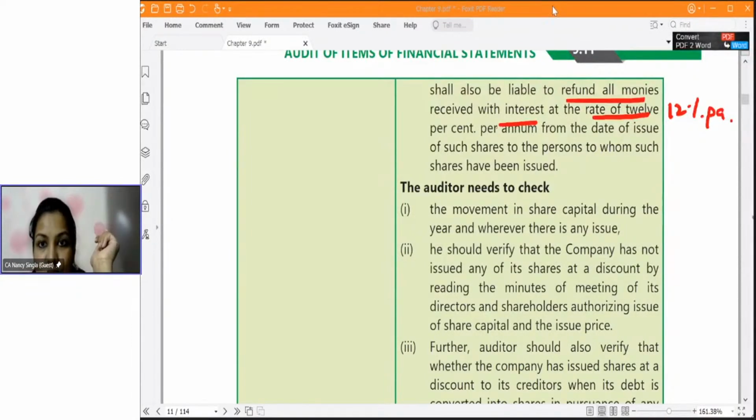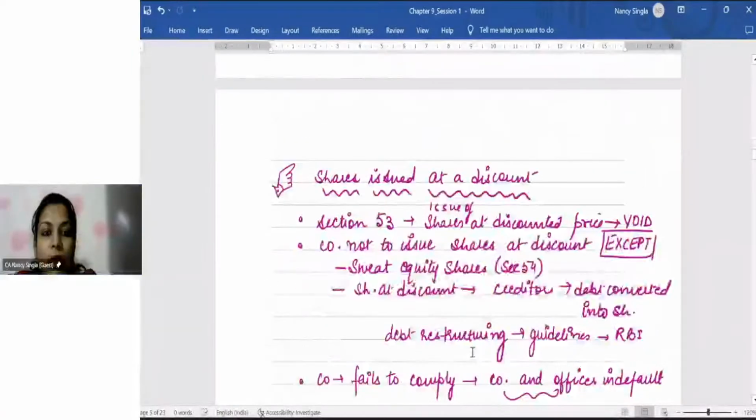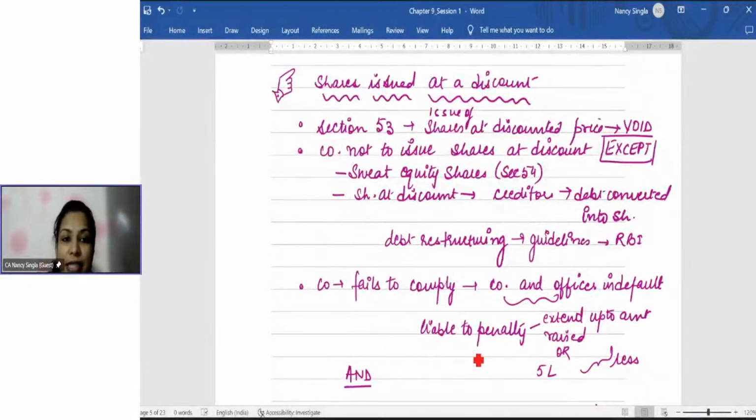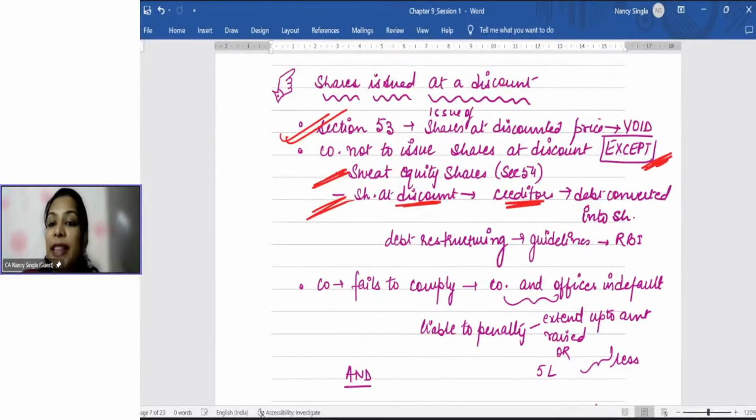Let me just take you through my summary. Just a minute. So section 53 says that issue of shares at a discount is void, however, except when the shares are issued in the form of sweat equity shares under section 54. Sweat equity shares क्या होता है? अभी next topic हम वो ही discuss करेंगे. Or when the shares are issued at a discount to the creditors, when the debt is converted into shares as per the debt restructuring scheme and according to the guidelines given by RBI.